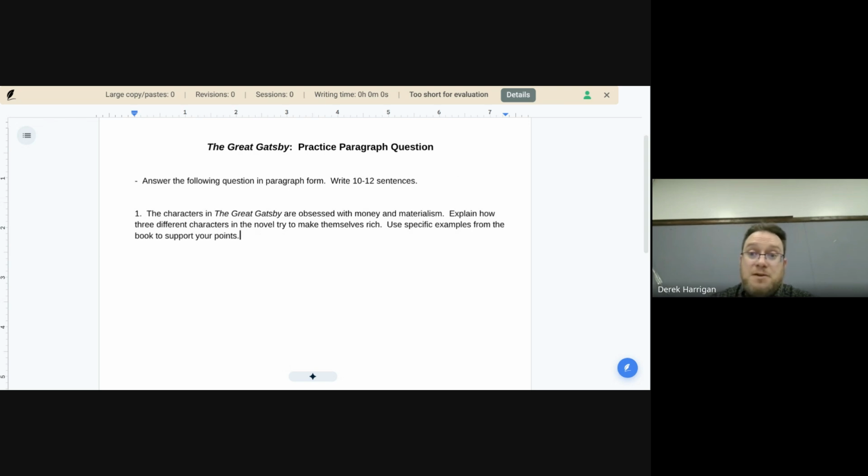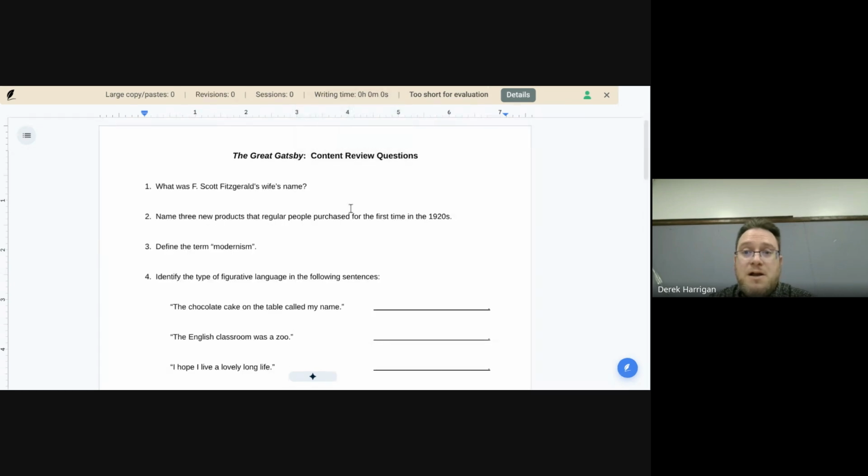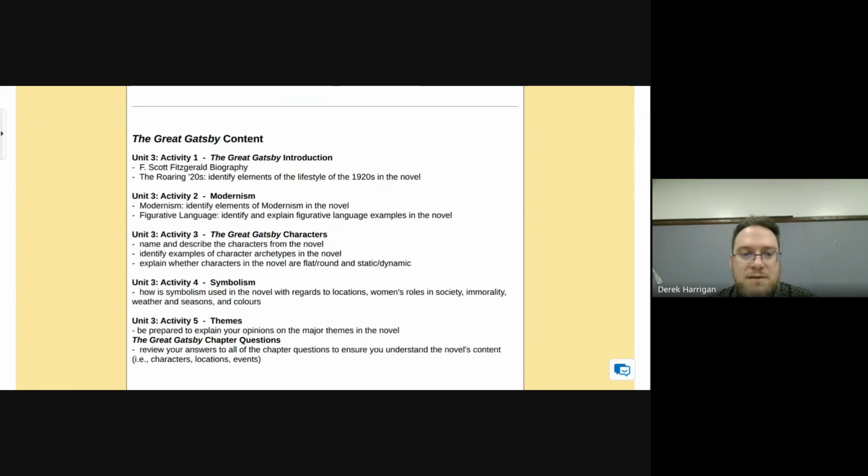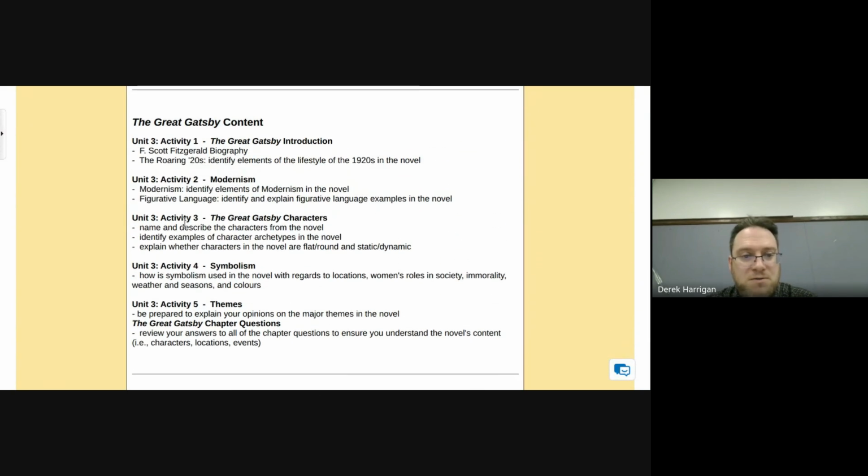The two reviews that I've given you here are for The Great Gatsby only, right? So only for Unit 3. So if you go through this activity with your summary of activity 1, 2, 3, 4, 5 here, you go through your chapter questions, this is all an excellent review for Great Gatsby. And Great Gatsby will be very important on your final exam. It is the biggest unit that we have done. It was not covered on your midterm exam. So there will be a lot of material about The Great Gatsby on the final exam.